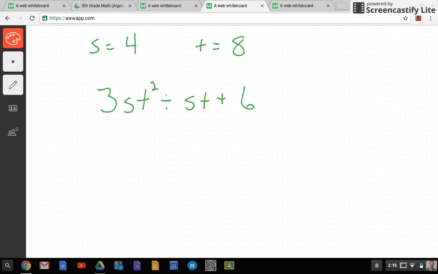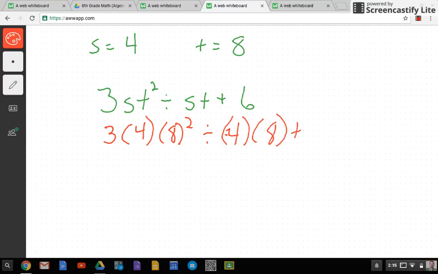Okay, so I'm going to go ahead and fill in all of the variables. So I've got 3 times 4 times 8 squared, divided by 4 times 8, plus 6. Okay, so I've got all my variables in.